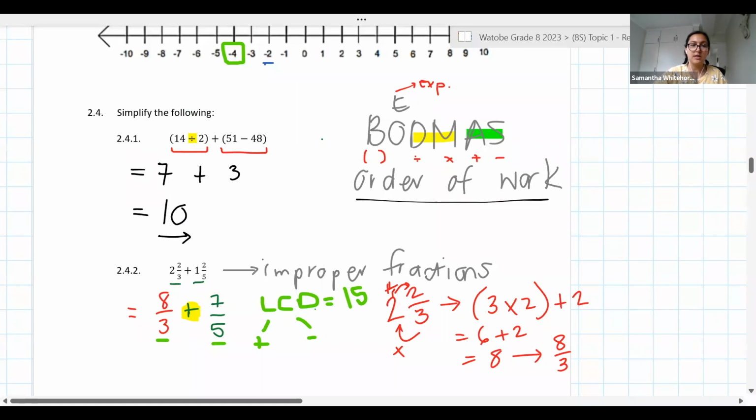So now we have to ask ourselves, what can I times 3 by to make it 15? Well, we know that if I times 3 by 5, I'm going to get 15. But what I do to the bottom, I have to do to the top. So I have to keep the numerator and denominator in the same proportion, or be multiplied by the same thing. Otherwise, I'm changing the meaning of the fraction.